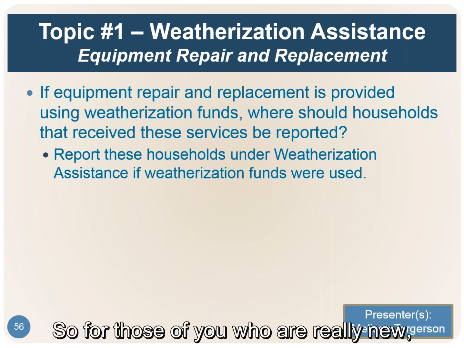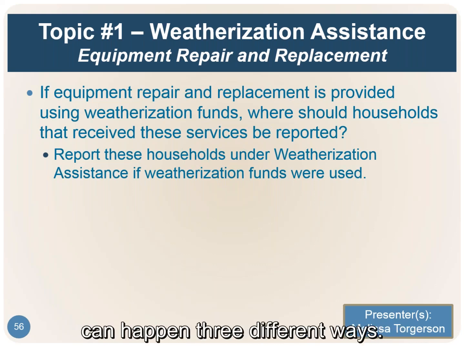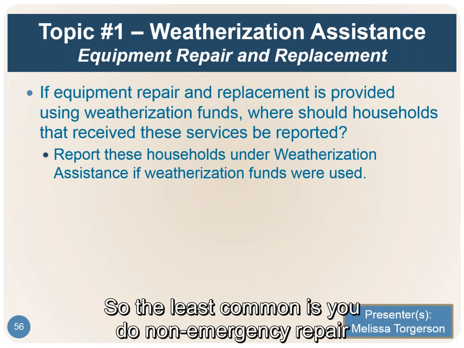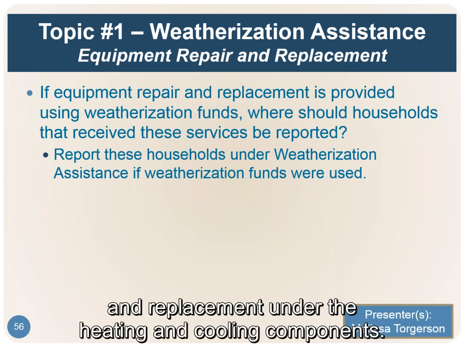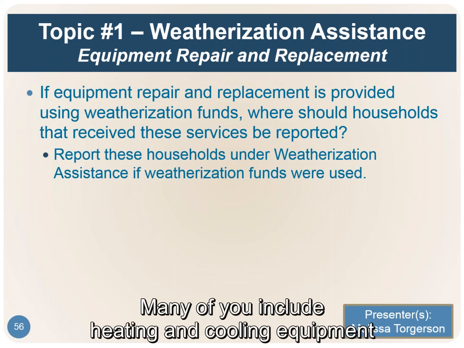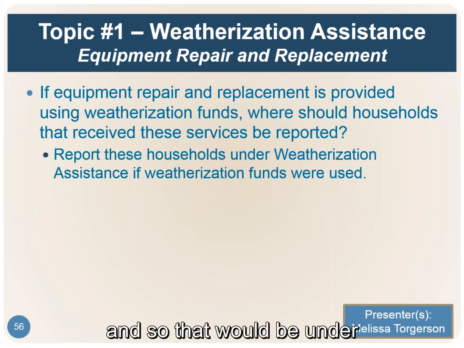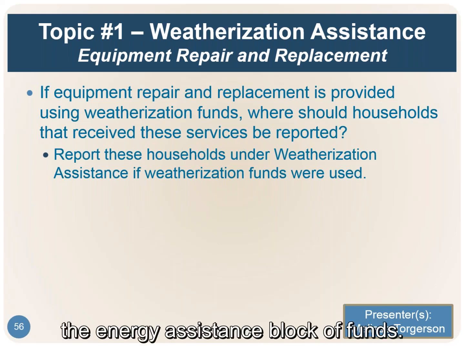So for those of you who are really new, or for those of you who need a refresher, equipment repair and replacement can happen in 3 different ways. The least common is that you do non-emergency repair and replacement under the heating and cooling components. Not many grantees do that. There are some, though. But many of you include heating and cooling equipment repair and replacement under your crisis allocation.